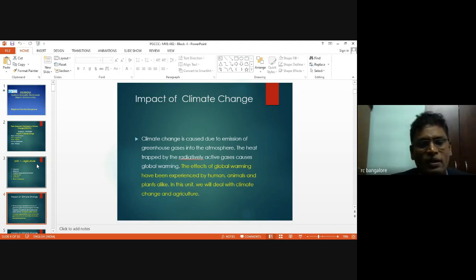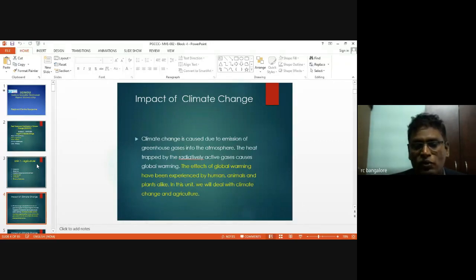As we know, climate change is caused by emission of greenhouse gases into the atmosphere. The heat trapped by the radioactively active gases causes global warming, that we know. There are various sources for global warming, maybe automobile industries, livestock, or forestry, which all contribute harmful chemicals released into the environment, having an impact on the climate. The effects of global warming have been experienced by humans, animals, and plants.